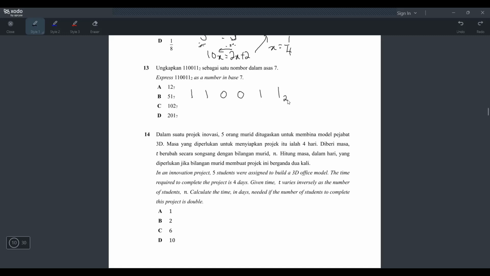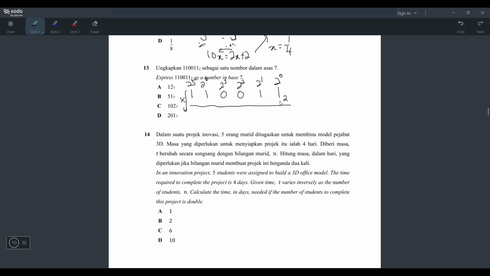How to change from a smaller base to base 10? You have to use the multiplication method, right? If from base 10 to a smaller base, then only you divide. But this one is multiplication. Before you multiply, you have to write down the place value. So for base 2, what is the place value? 2 power 0, 2 power 1, 2 power 2, 2 power 3, 2 power 4, 2 power 5. What if this one is base 8? Then it will be 8 power 0, 8 power 1, and so on. Always start with power 0.